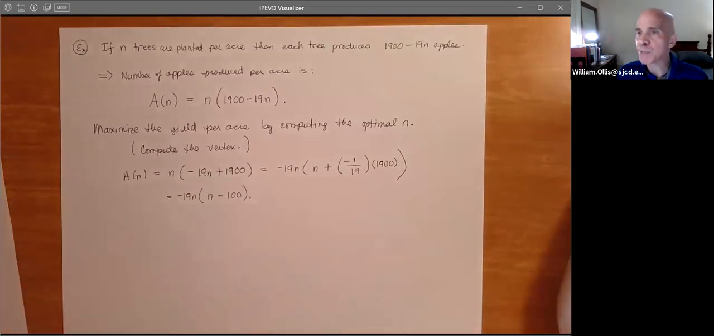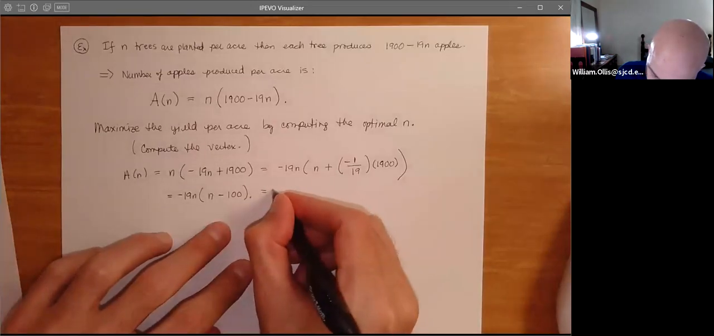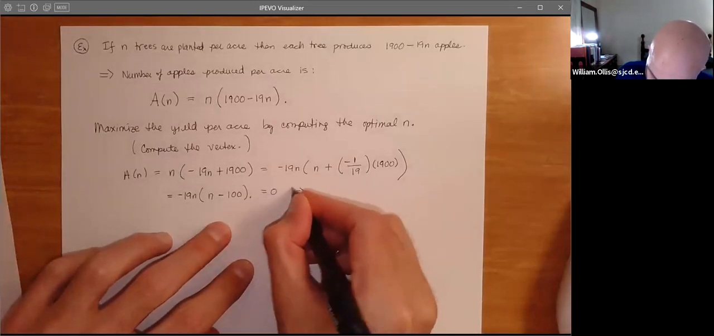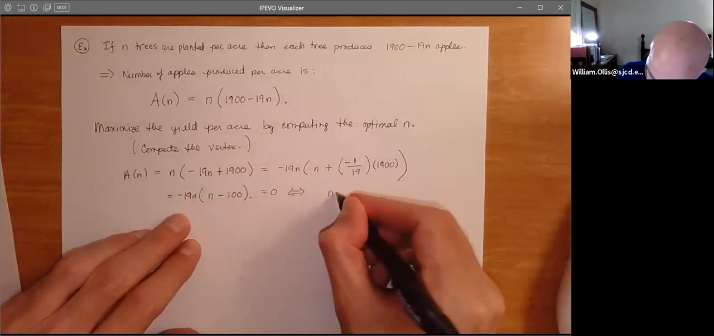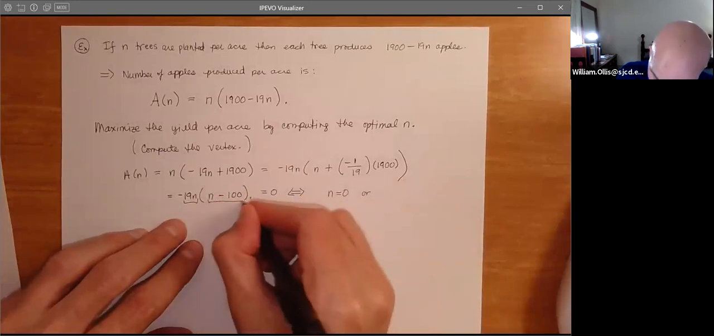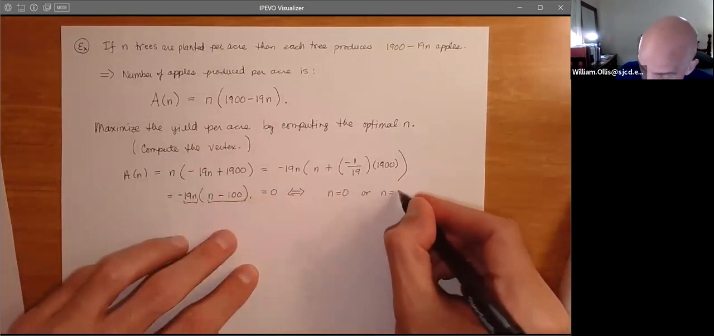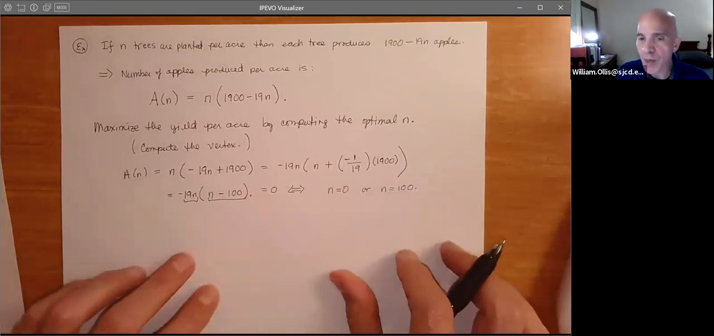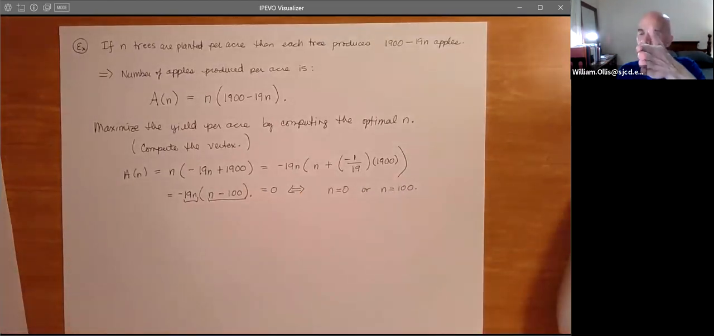So now we've got the same setup that we had before with the revenue. Set this to 0 to get the x-intercepts. If and only if, we'll get n equals 0 from this factor, or from this factor, n equals 100. So when you think about the axis of symmetry bisecting the segment formed by the x-intercepts, then you've got a very simple problem. And these are set up to give you nice integer solutions. So you don't have to work very hard.